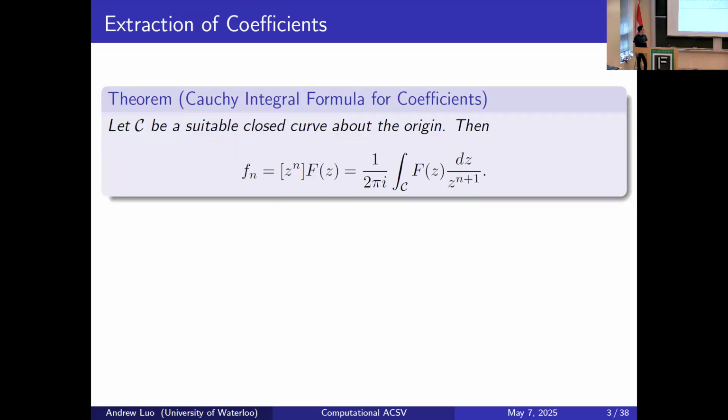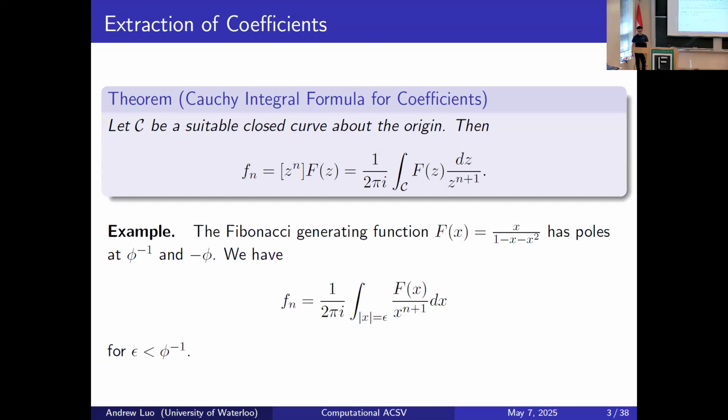The main result that we use in analytic combinatorics is the Cauchy integral formula for coefficients. The idea is that if you take a generating function f of z and divide it by z to the n plus 1, then the residue of that ends up just being the coefficient of the z to the n term. So you can use that to extract the nth term of the sequence.